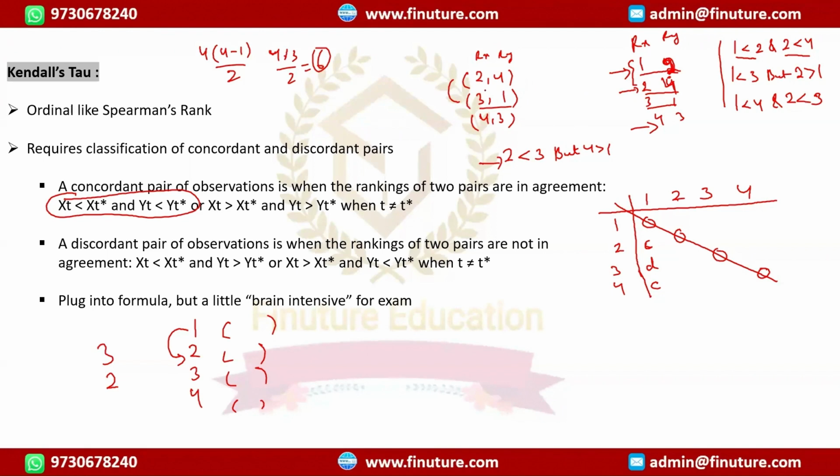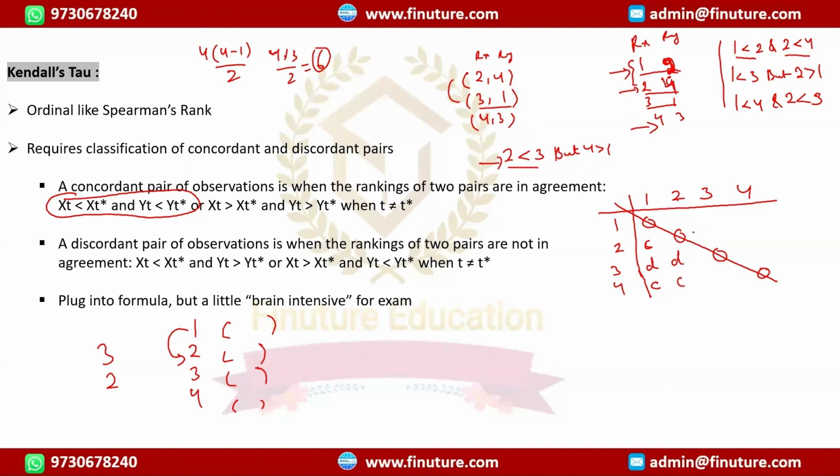So two is less than three, but four is greater than one. So this is a concordant. When we compare the second and third data point, it is discordant. Two is less than three, but four, my y coordinate, is greater than the y coordinate. So this is discordant. And when I compare three is less than four and one is less than three, so it's a concordant pair.